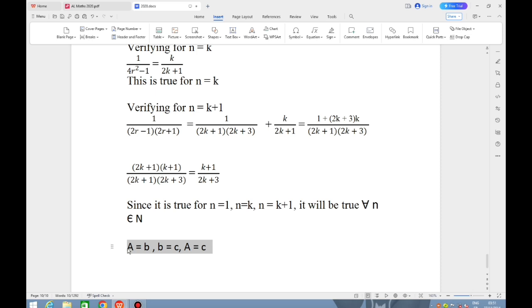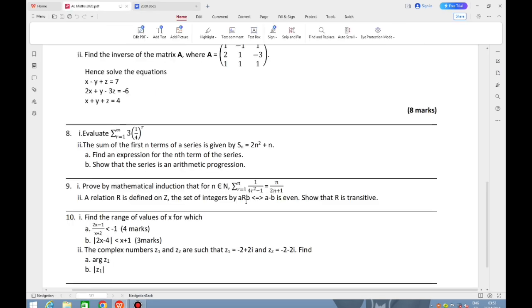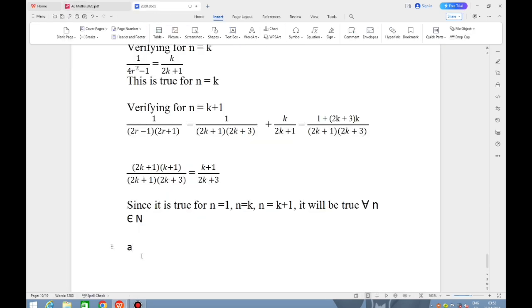Now the relationship says A is related to B on the set of integers such that A minus B is even. Alright, let's take for example A related to B is equal to A minus B, and this should be even, so this is equal to 2m, let me say any constant m. 2 times any number will result in an even number. Then B related to C should be equal to b minus c, which should be equal to, let's say, 2n, another integer.